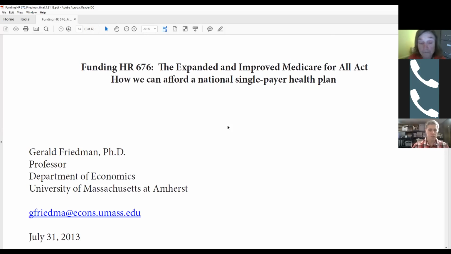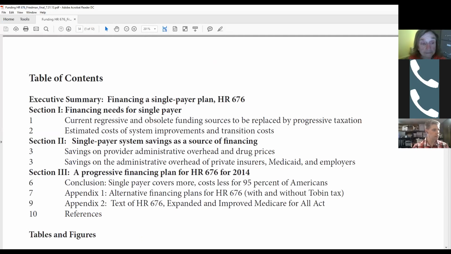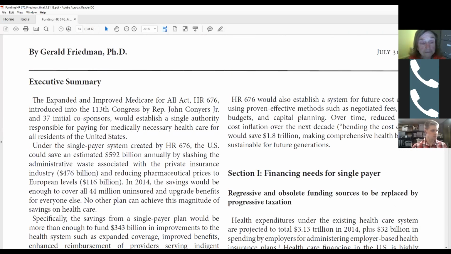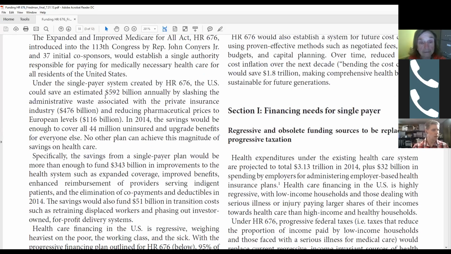What we have right now is using Dr. Friedman's analysis. If we go to page 3 of it, in the executive summary, with his analysis, going to a Medicare for All system would save the U.S. about $600 billion per year. A lot of that is due to decreasing administrative waste, taking advantage of being able to negotiate pharmaceutical prices, dealing with some economies of scale you can have because you have a larger system.